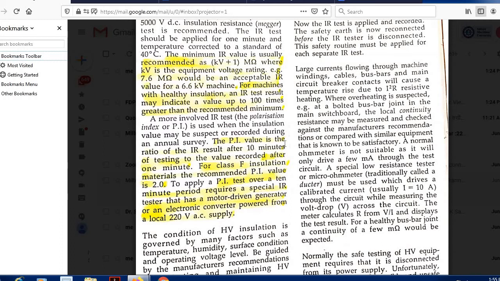That will not be very reliable. So then it is recommended in high voltage system to go for a PI test. Now what is PI test? For PI test, it is a ratio. So for getting the ratio, what we do is, we take the insulation resistance after, how you are doing it?